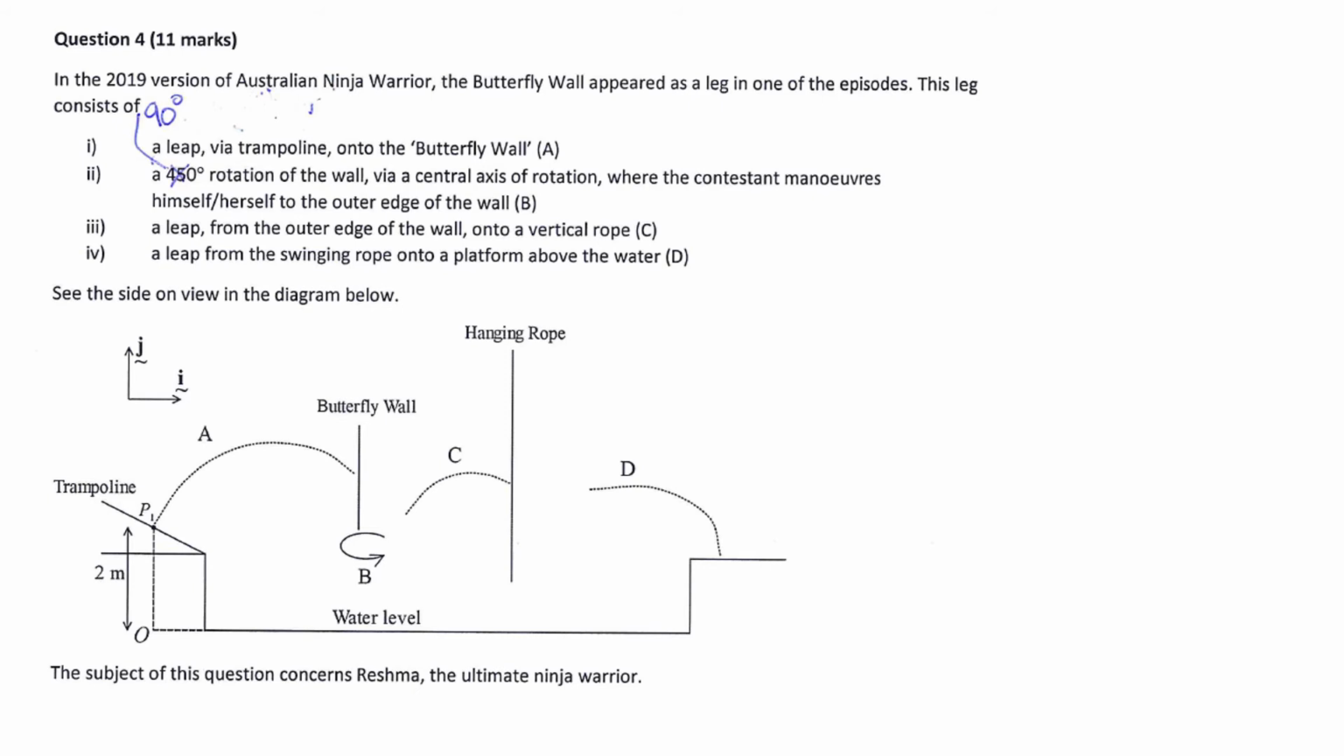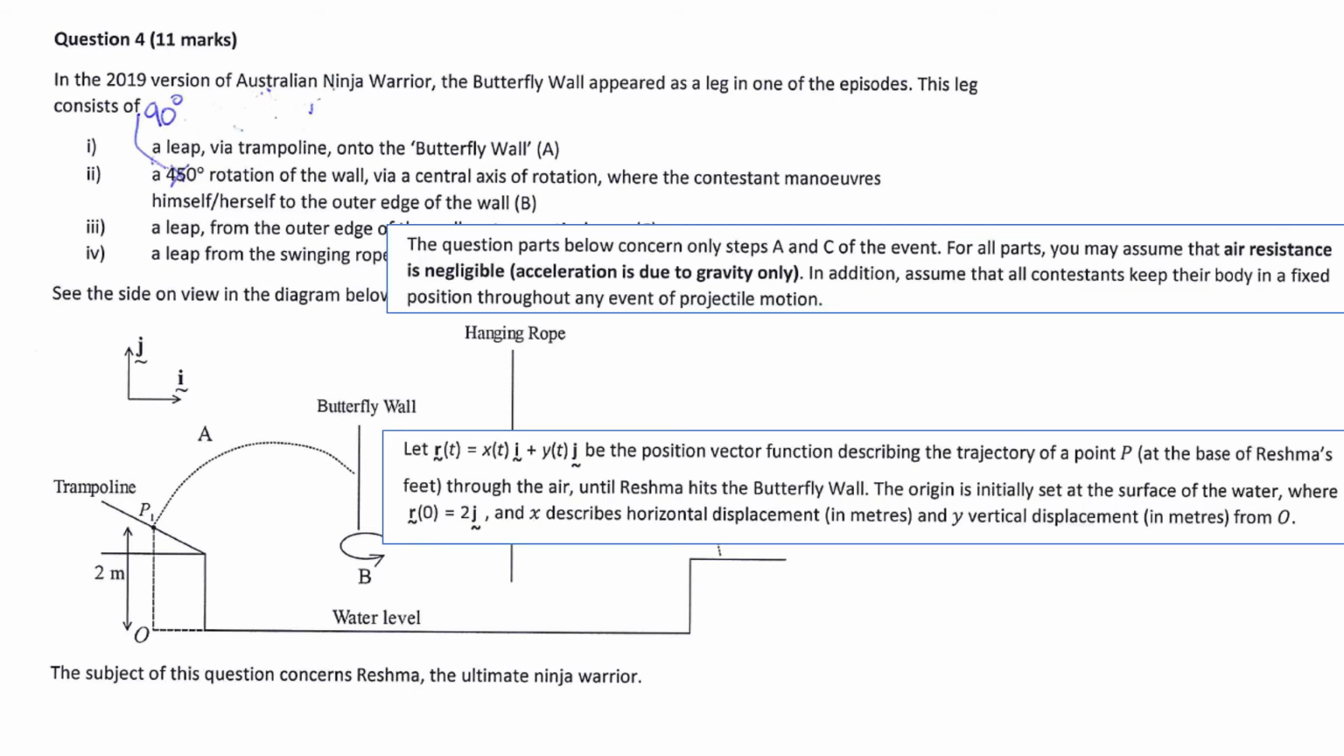Okay, so there's a lot to take in there. This is where your reading time comes into play. I'm going to break it down into chunks of what to read. The question parts below concern only steps A and C of the event. So that's what you should be doing. You should be appreciating it's only these two legs that all the questions concern. So just have a look at it and try to get a feel for what's going on here. Now, the transition between A and C was this extra step, and some of you, I'm sure, were a bit confused by that, and I'll come back to that later. Now, let's keep reading.